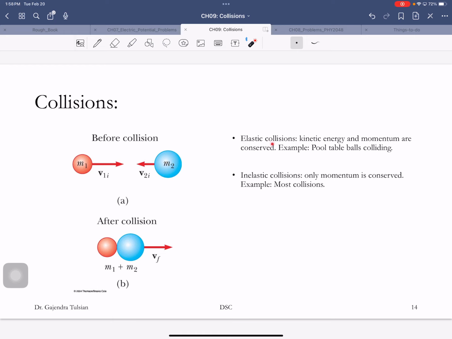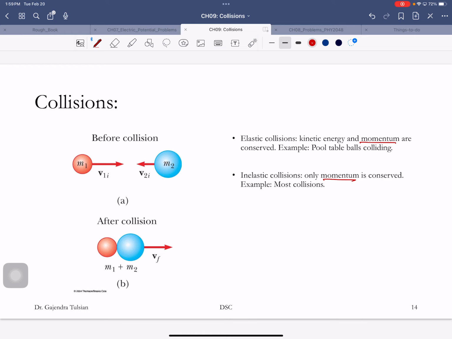So in elastic collisions, kinetic energy and momentum are conserved. In an inelastic collision, only momentum is conserved. But momentum is always conserved. So in collisions, momentum is more useful than energy in analyzing situations. That's why we are learning about this. Why do you learn about new quantities? When the old quantities are not enough to analyze situations that you encounter.